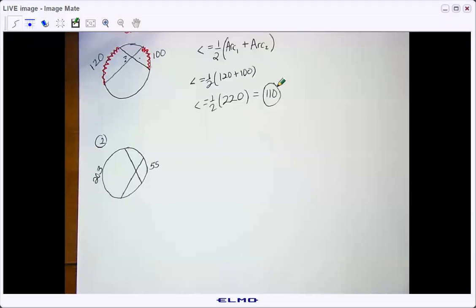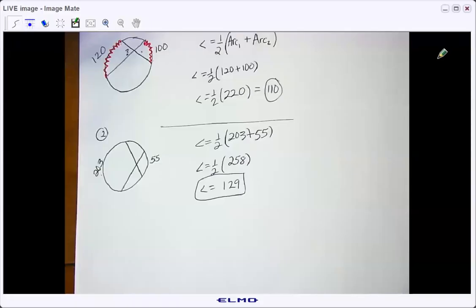So up here, we took the two arcs, we added them together, and then divided by 2, and we got 110. So we'll do the same thing here. Okay, so adding the two arcs together, 258, dividing by 2, we get 129. Right.